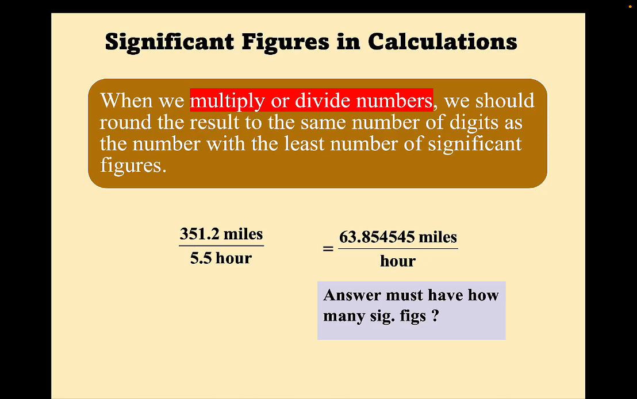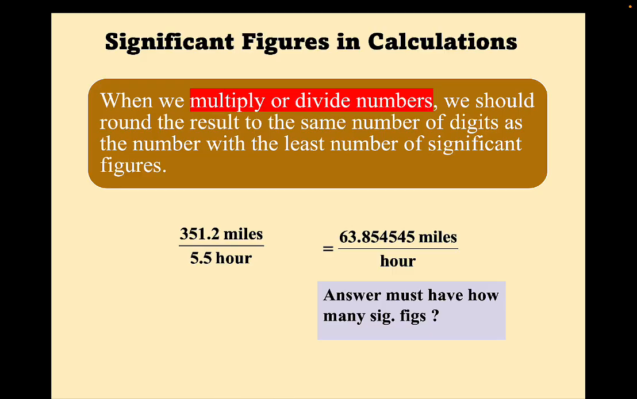Okay, when we deal with significant figures in calculations, it's really important that we know how many we started or ended with, because when we multiply or divide numbers, our result is only going to be able to have as many significant figures as the least number of significant figures in our calculation. So let's say we're tracking miles per hour, and we know that we traveled 351.2 miles in the span of 5.5 hours. We do the calculation, and we get our speed is 63.854545 miles per hour.